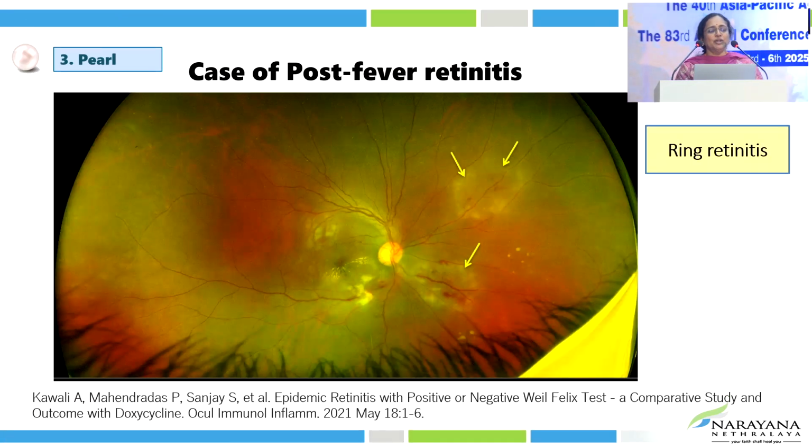Next comes post-fever retinitis. Many patients present with a history of fever and retinitis. We do not have morphological characterization to differentiate between rickettsial, dengue, chikungunya, or West Nile. But there are certain clues. Whenever we see a patient with ring retinitis, which we have seen in a case of rickettsial retinitis, this again could be an imaging biomarker to suspect post-fever retinitis.